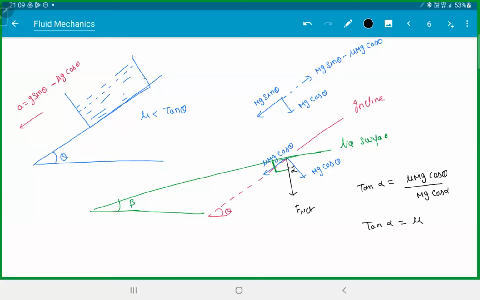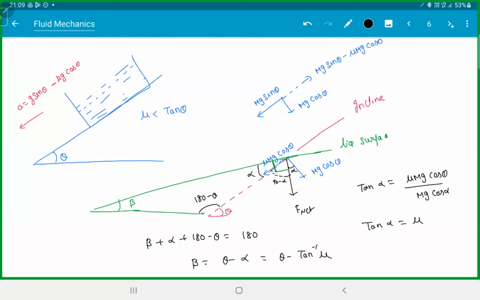If that is alpha, this angle will be 90 minus alpha. This angle will be alpha. Everyone agrees? If that is alpha, this will be 180 minus theta. The sum of the three angles, beta plus alpha plus 180 minus theta, should be equal to 180. So beta will be theta minus alpha, which is theta minus tan inverse mu.